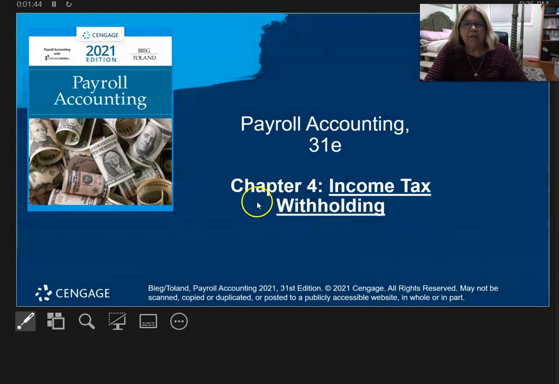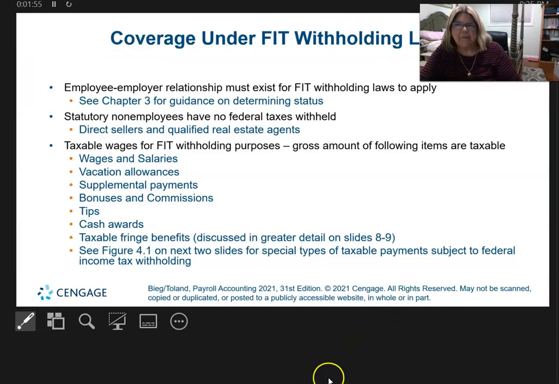And we're going to be talking about Chapter 4. This chapter involves income tax withholding. That's the federal income tax and how to withhold it from employees. And that's what we're going to be talking about.